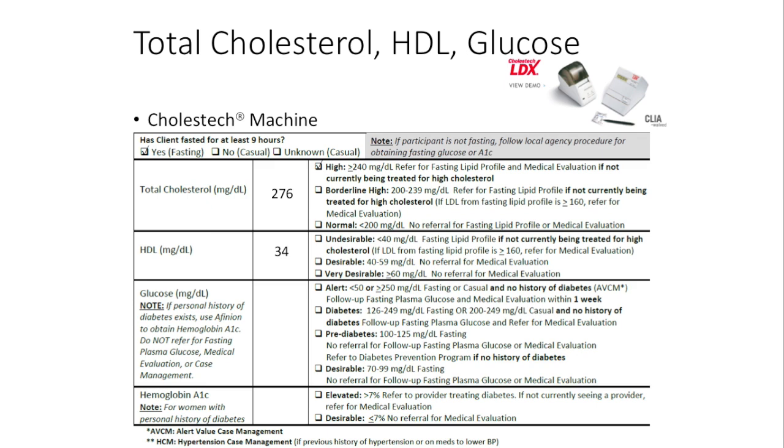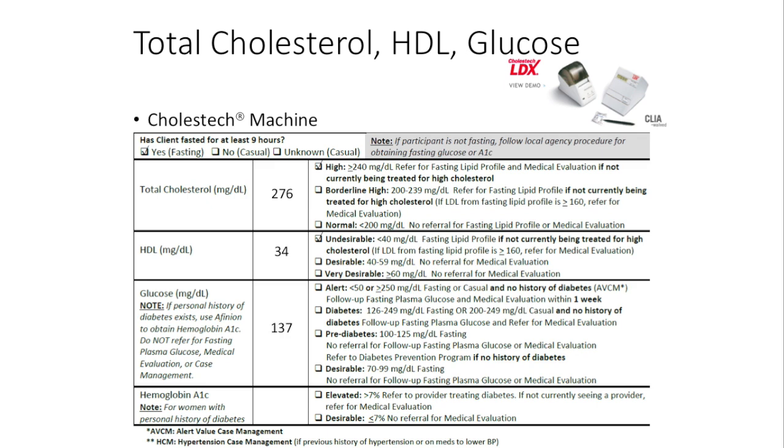All right, let's take a look at her HDL. Let's say her HDL is 34. So 34 would be in the undesirable range. That would be below 40. Another situation where we're not going to immediately send her for a medical evaluation, but if she's not being treated, we're going to send her for a fasting lipid profile. And if the LDL from that fasting lipid profile is greater than or equal to 160, at that point we're going to refer her for a medical evaluation.